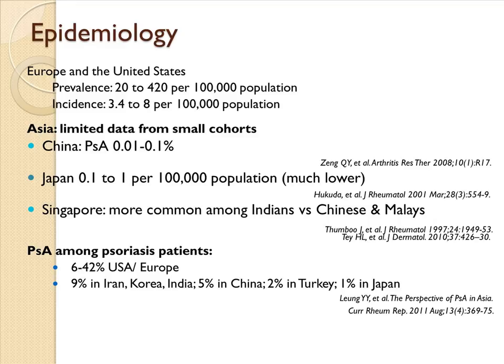Epidemiology-wise, it's not a very common disease. It ranges from 20 to 420 per 100,000 people. And in Asia, the data is very limited. In Asia and Japan, the prevalence reported is much lower than in Caucasian countries. In Singapore, we know that Indians, as compared to Chinese and Malays, are more commonly affected. Among people who have psoriasis, around 30% of them may develop psoriatic arthritis.